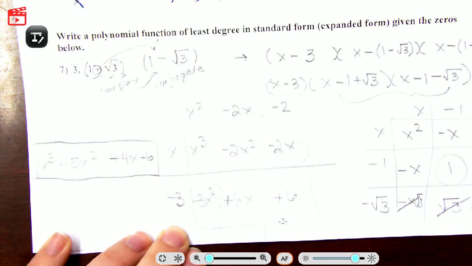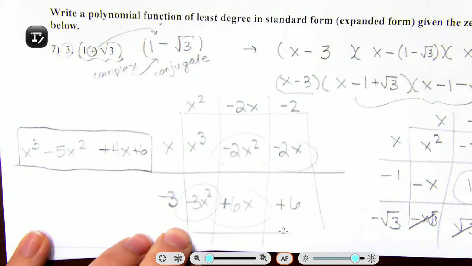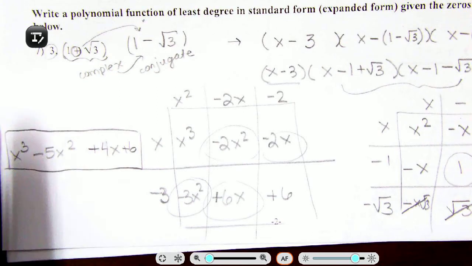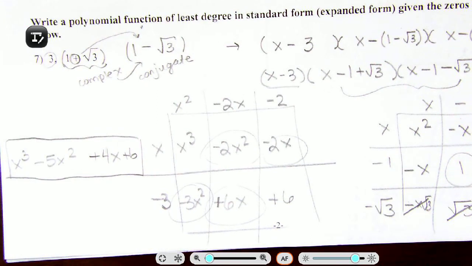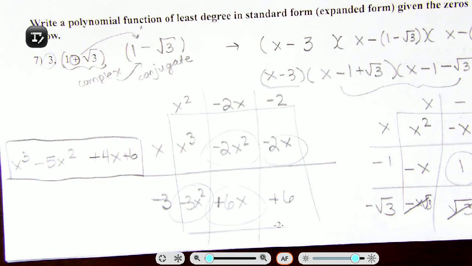So write a polynomial of least degree. So your answer should be x cubed minus 5x squared plus 4x plus 6. All right. We're going to continue in the other part. I already lost count of how many parts there are, but we're going to continue on the next page.